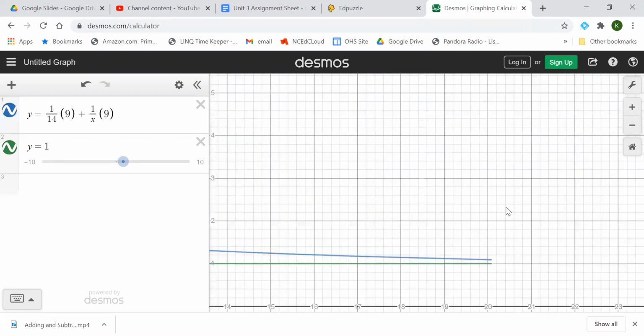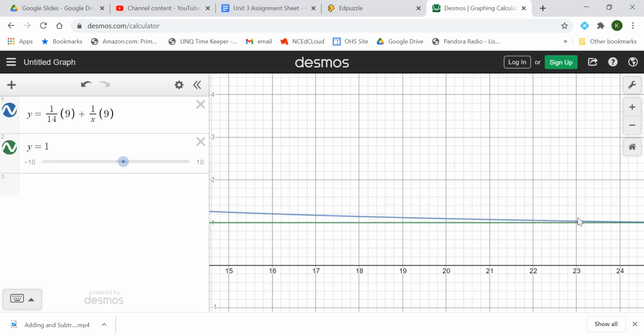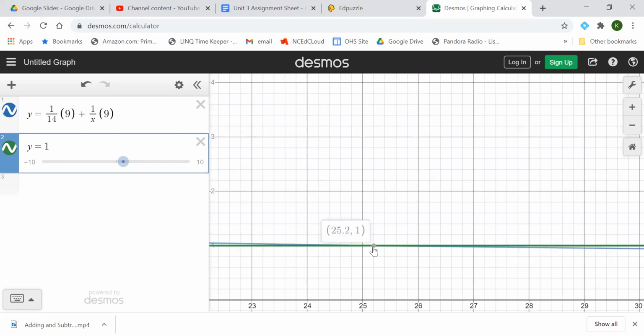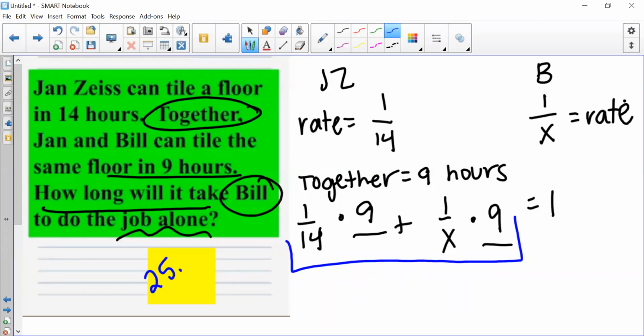All right, and then let's go and find where they cross. If you zoom in, I just like to click and eventually it will put the point there. So these cross at 25.2. X is 25.2. Now it seems like that's a really big number. But remember, this time we were solving for an alone time. And so if it took them 9 hours together, then we know it's going to take more than 9 hours for Bill to work alone. So we wanted something that was a little bit bigger.